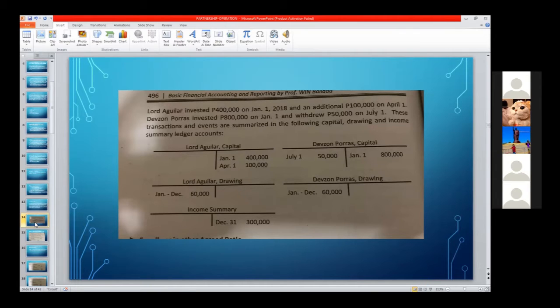So, in the capital account of Lord Aguilar, there is the credit of 400,000, which is his initial investment on January 1. And then his additional investment on April 1. Then in the account for Delson Porras capital, a credit for his initial investment on January 1 and a debit for his withdrawal of 50,000.